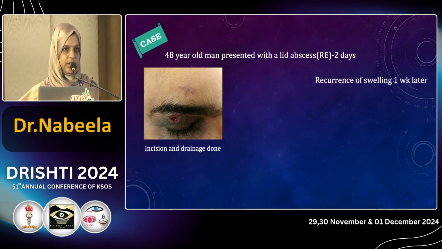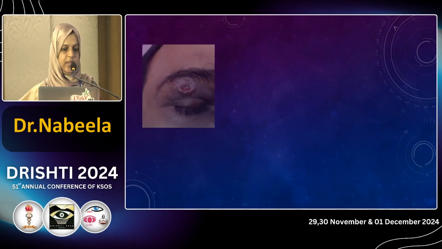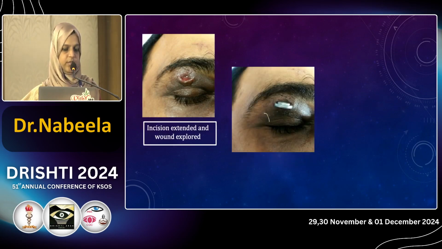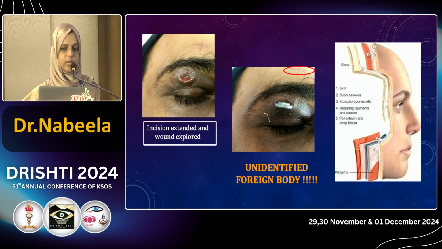He came with a recurrence of the swelling 1 week later. A repeat incision and drainage was done, and we could find a tract which is going upwards from the site of the lid abscess. The wound was extended and explored, and to our surprise a foreign body came out through the wound. It was a button on the raincoat which he was wearing during the accident, which was accidentally incorporated within the wound, and which would have tracked through the subaponeurotic plane downwards to the lid between the tarsus and the orbicularis.